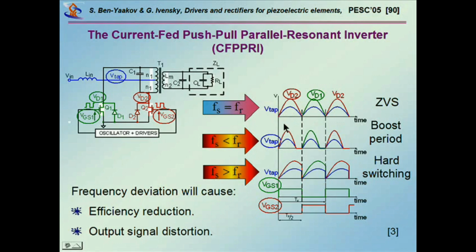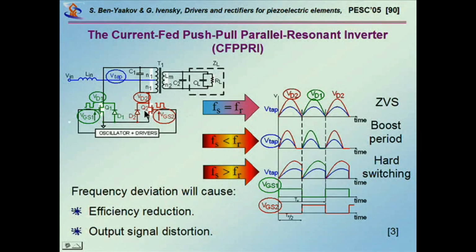Now, the problem that we have here is that the operation of this circuit is optimum under the specific case that the switching frequency is the same as the resonant frequency. And if the switching frequency is different from the resonant frequency, either higher or lower, then obviously you will have distortion, and you will, of course, lose soft switching, and then the losses will be higher.